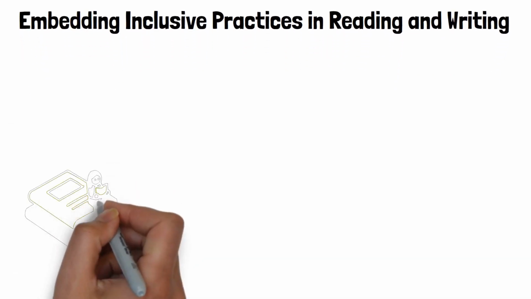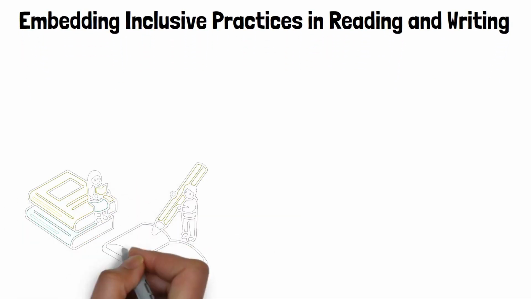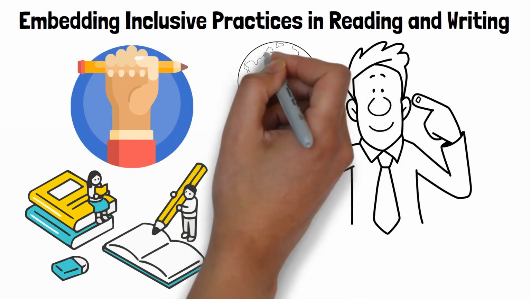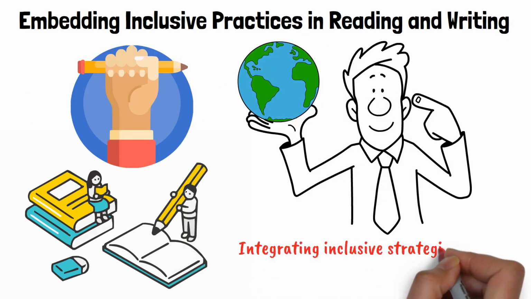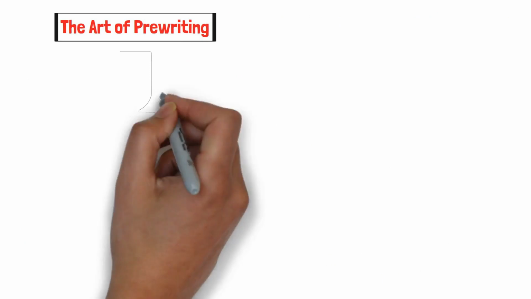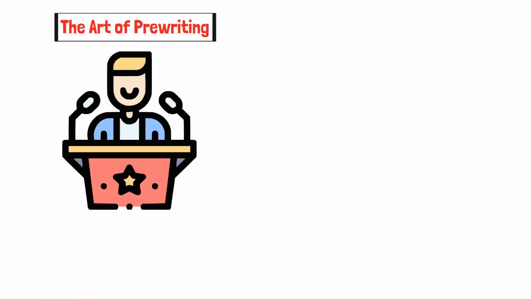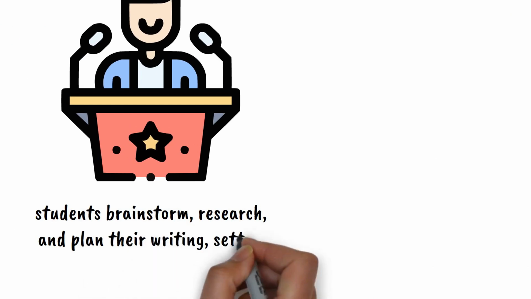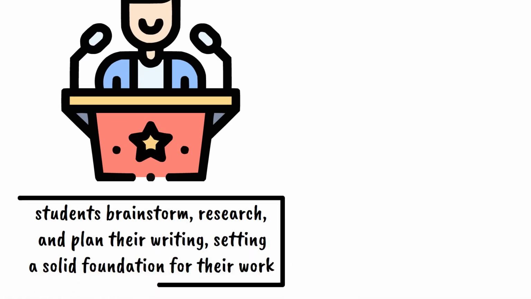Embedding inclusive practices in reading and writing. Reading and writing are not just fundamental academic skills. They are the keys to personal expression and understanding the world. Integrating inclusive strategies in these domains involves several key aspects. The art of pre-writing. This initial stage is like preparing for a grand speech. It's where students brainstorm, research, and plan their writing, setting a solid foundation for their work.